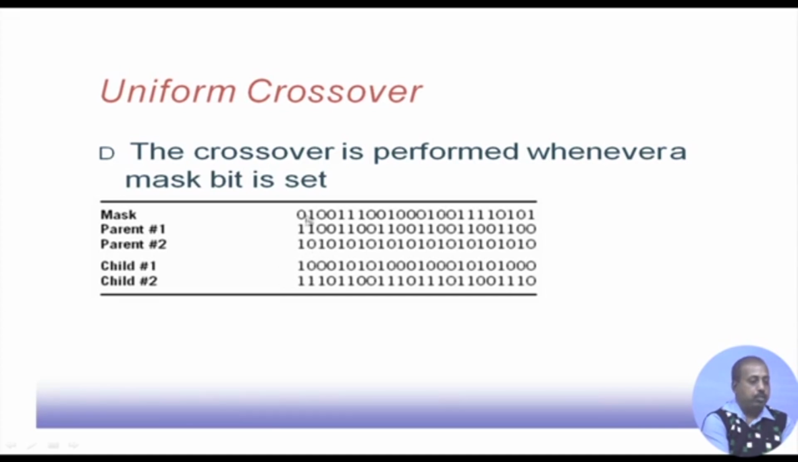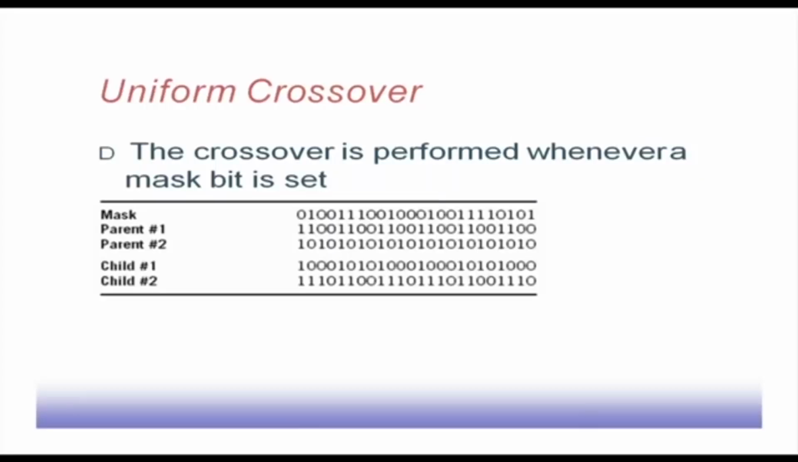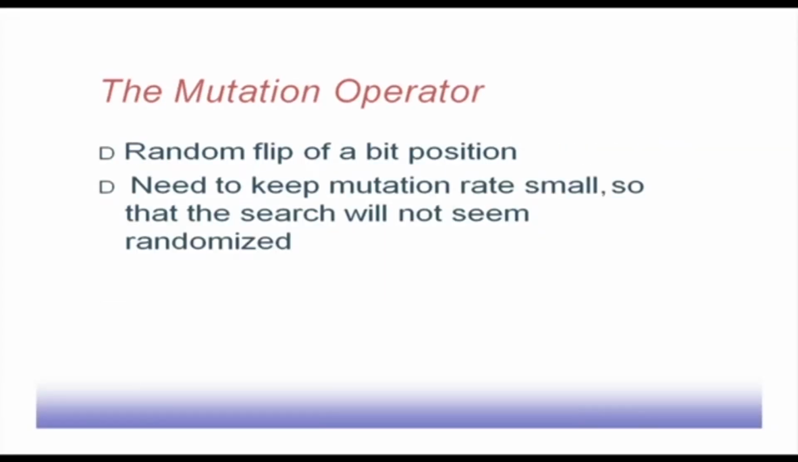So, this is just the reverse. This is for individual points based on this mask. These bits will get selected, and that way that will define another type of crossover. The number of points at which crossover is taking place is much higher compared to the one-point or two-point crossovers that we have seen. So, this is also known as uniform crossover.